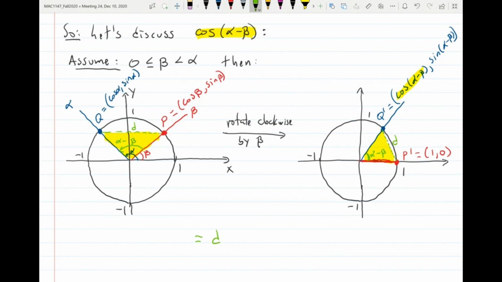So by looking at the first triangle, D can be thought of as the length of the segment QP. But if you look at the second triangle, we can think of D as the length of the segment Q prime P prime. Do you understand this?